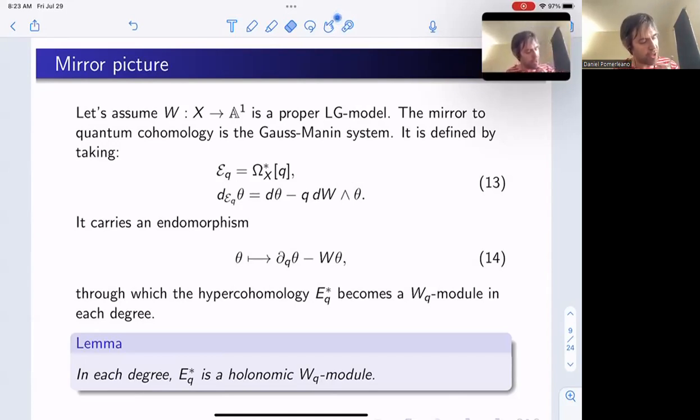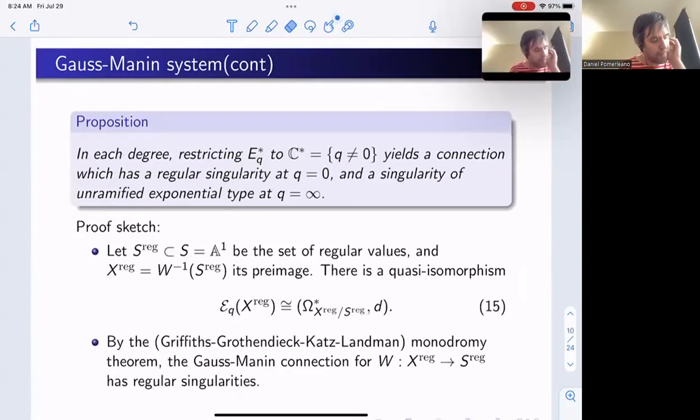But in any event, this thing carries an endomorphism, which is as follows. You do differentiation in theta, and then you subtract multiplication by w. And this makes it into a W-Q module. And in each degree, it's actually holonomic. It's not easy to prove, if you have to take hypercohomology first. But it follows from the general theory of D-modules that this is a holonomic D-module. Basically this has a more intrinsic interpretation, and there's a theory of push forward in D-modules that tells you that push forward always preserves holonomicity.